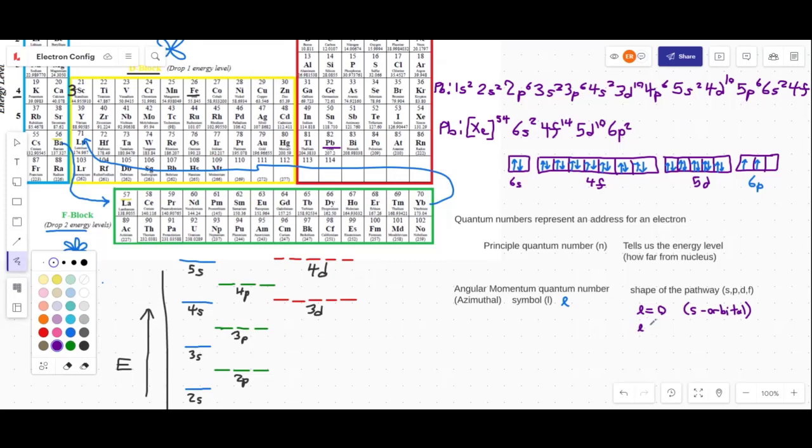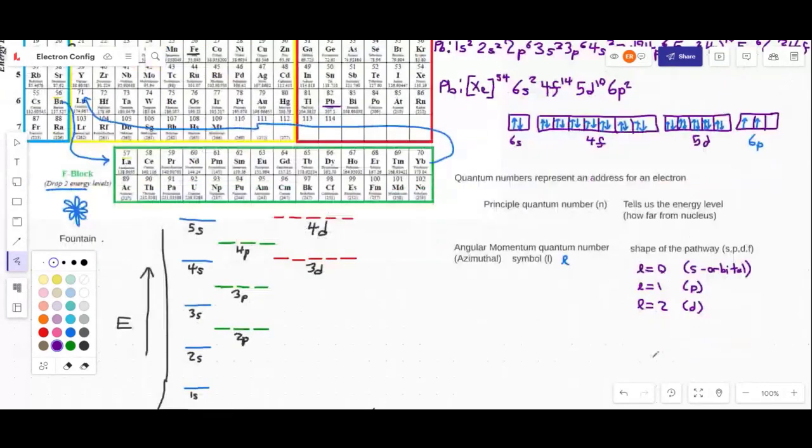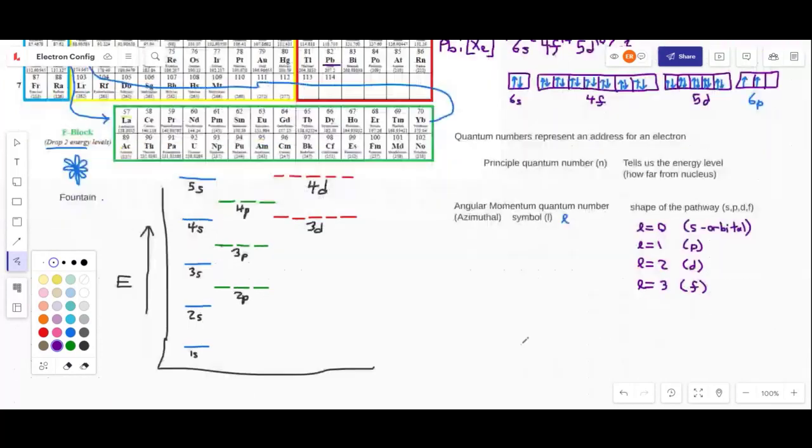If L is equal to 1, that's a p orbital. If L is equal to 2, that's a d orbital. And if L is equal to 3, that's an f orbital. We usually don't go beyond f, although technically speaking, there is a g orbital, and there are orbitals beyond that. So that's the angular momentum quantum number.